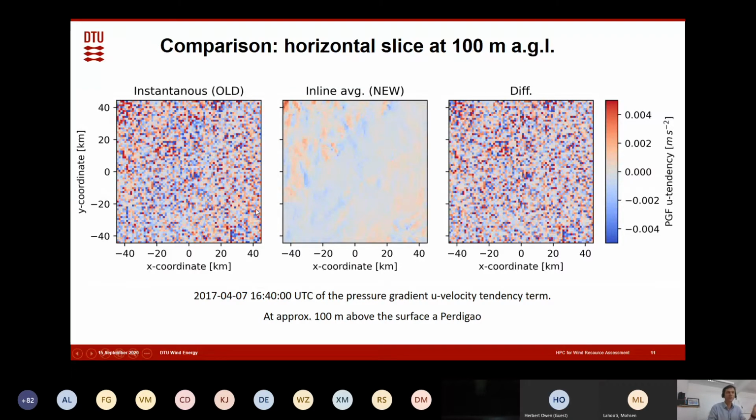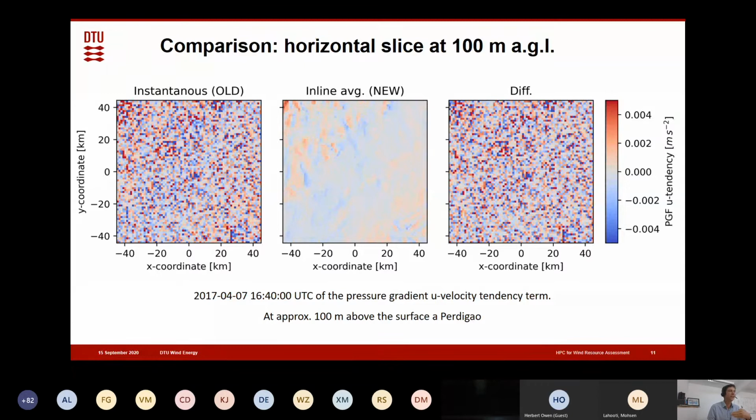So this is the pressure gradient force for the U tendency. This is how the wind speeds in the east-west direction, or west to east direction, are influenced by pressure gradient. And if you get that out in the old way, which was these instantaneous pressure gradient information, it contained a lot of noise.